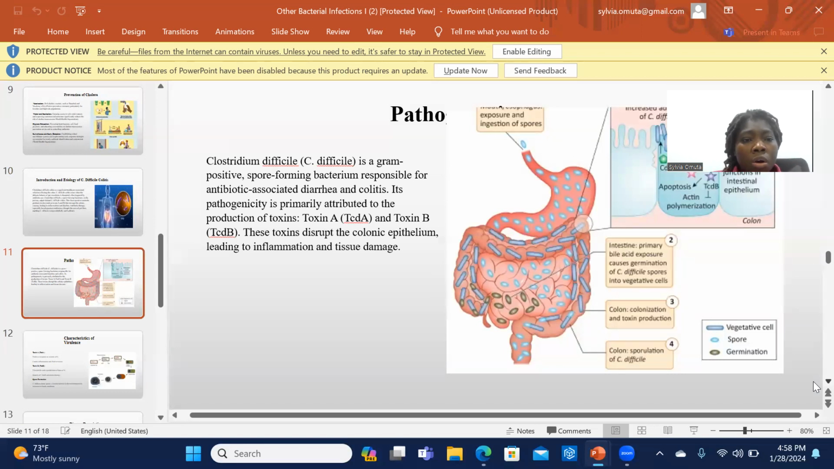Pathogenesis. Clostridium difficile, C. difficile, is a gram-positive spore-forming bacterium responsible for antibiotic-associated diarrhea and colitis. Its pathogenicity is primarily attributed to the production of toxins, toxin A, TcdA, and toxin B, TcdB. These toxins disrupt the colonic epithelium, leading to inflammation and tissue damage.